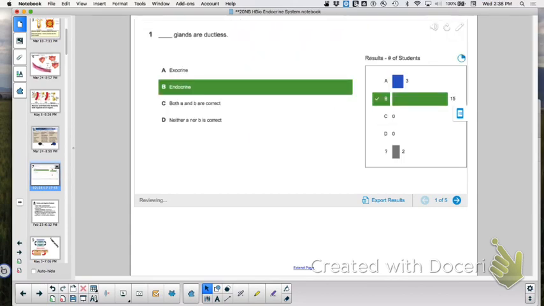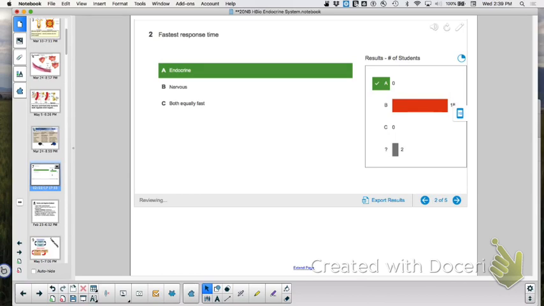Endocrine glands are ductless. Exocrine glands have ducts. Endocrine glands are ductless because endocrine glands secrete right into your blood, the capillaries. We're talking about the next one.